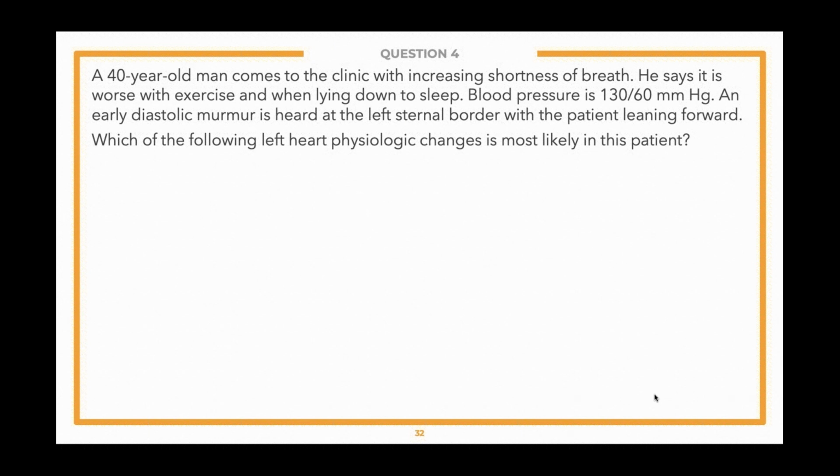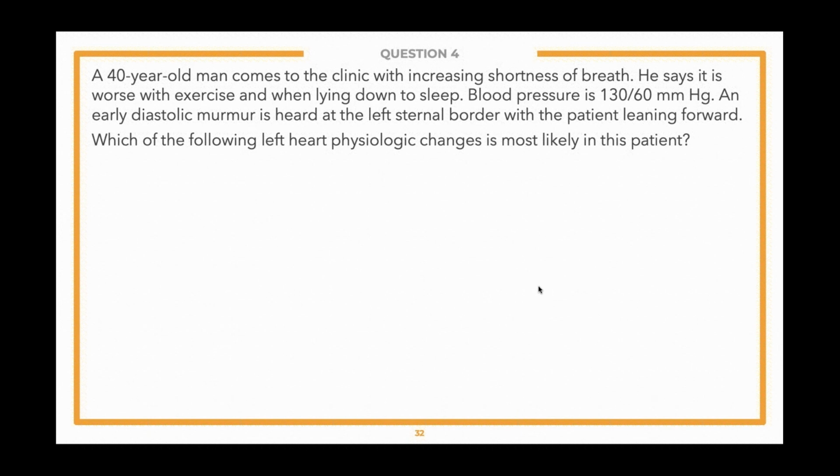A 40-year-old man comes to the clinic with increasing shortness of breath. He says it is worse with exercise and when lying down to sleep. Blood pressure is 130/60. An early diastolic murmur is heard at the left sternal border with the patient leaning forward. Which of the following left heart physiologic changes is most likely in this patient? We want all of you to start thinking about the important clues in the vignette and lead-in as I hand it off to Pars.